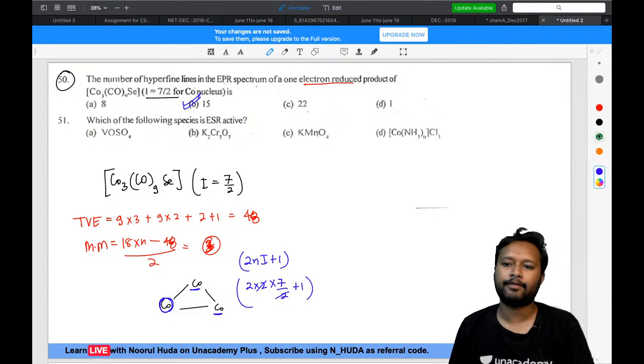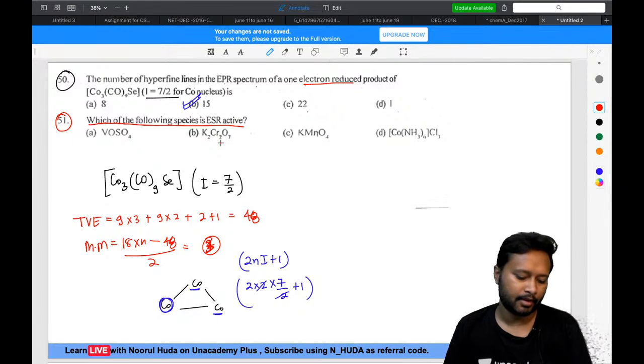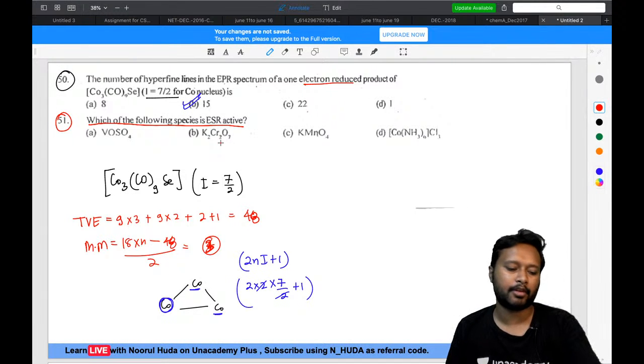Okay. For the next question, if you look at the next one, which says which of the following species is ESR active. So this question I am giving as homework for you all. You guys can do it. What you have to do is just look at the oxidation state of the metal in this case, and tell which of them has unpaired electrons. The one which has unpaired electrons will be the answer.